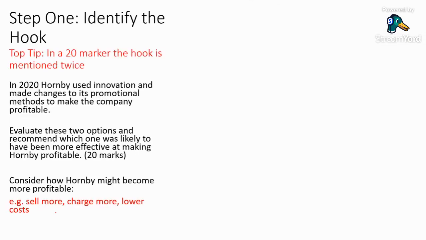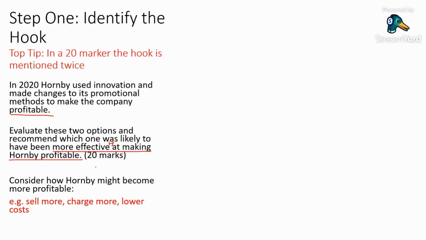So step one, as always, we need to identify the hook in the question. Now with 20 markers, this is easy because they mention it twice. So we have got to make profit, and we're looking for was likely to have been more effective at making profit. Okay, so the question is more effective. So this is our hook. It's not choose one or the other. It's asking you which one is more effective. So you need to make sure that you are answering the question.